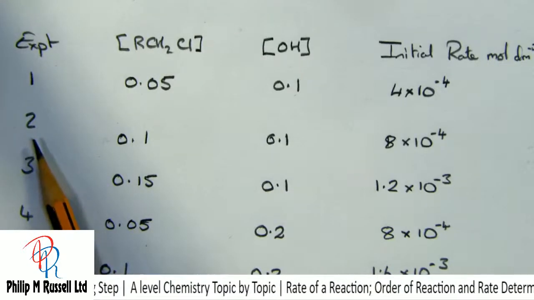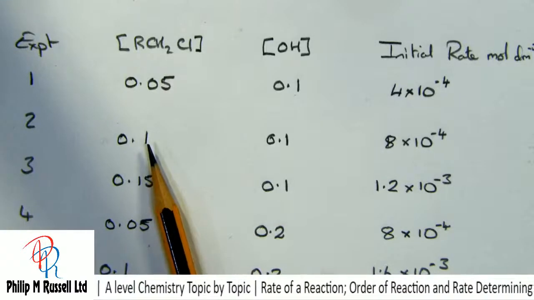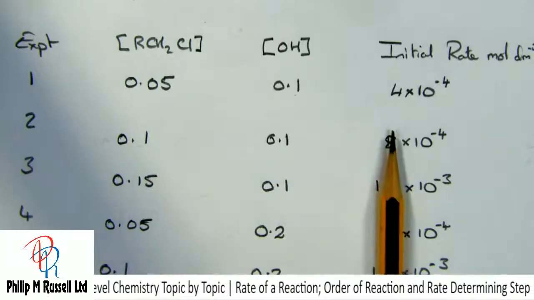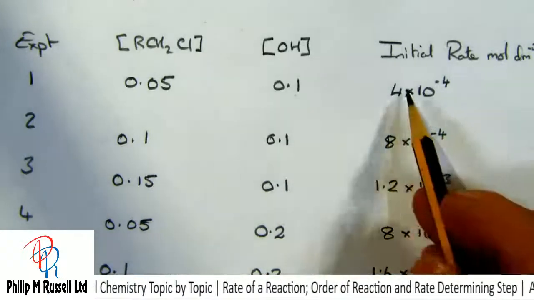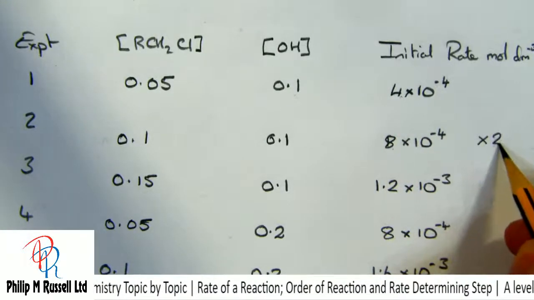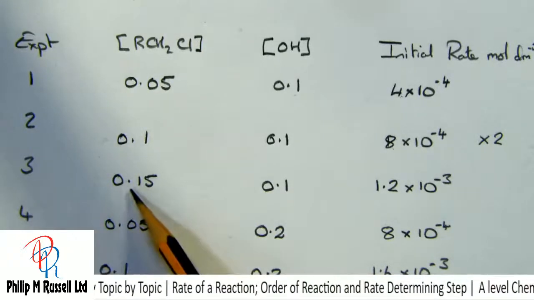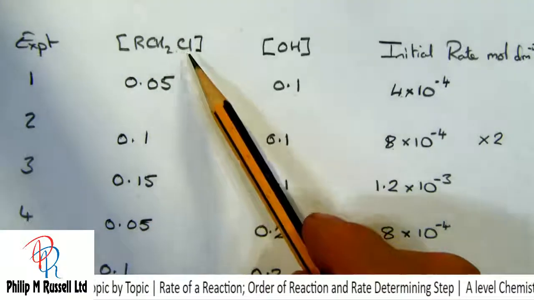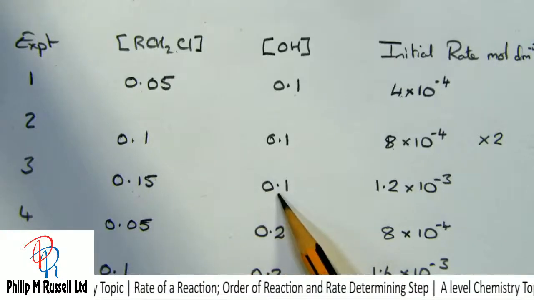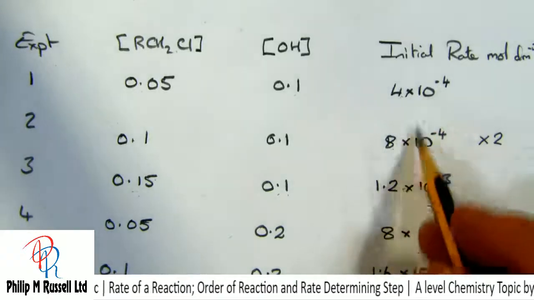In a second experiment I have doubled the amount of the first chemical but kept the other one the same, and what we see is that the rate has gone up from 4 to 8. It's actually doubled. I repeated the same experiment. This time we have tripled the amount of the chloride, keeping the hydroxide the same, and here we can see that the rate is now tripled.